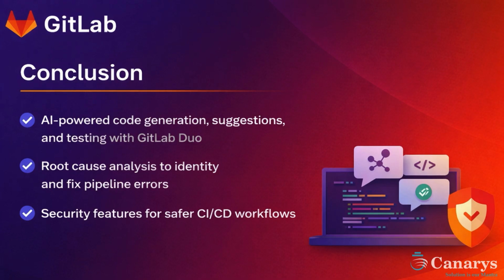Now that we're at the end of this video, we've seen how GitLab helps streamline development workflows from repository setup and CI/CD automation to AI-powered capabilities with GitLab Duo and built-in security. Together, these features enable teams to deliver code faster, reduce manual effort, and maintain secure and reliable pipelines.